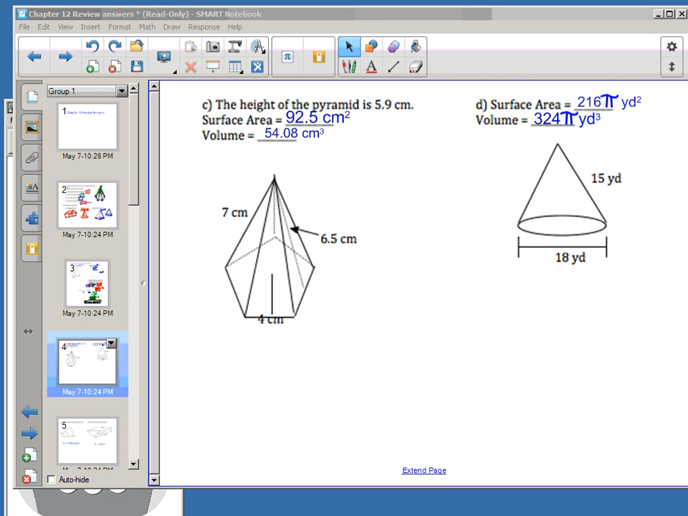All right, we're going to move on to the second page of the review. And these ones get a little bit tougher, but they should go smooth. So this one is a pentagonal prism. So I'm going to look at this pentagon here. I'm going to draw it off to the side.